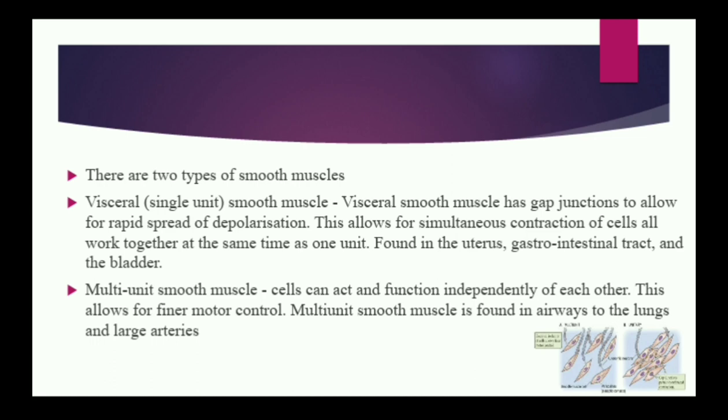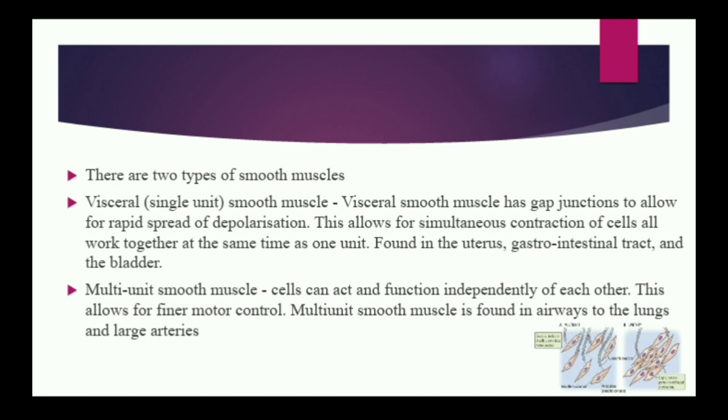There are two types of smooth muscles: visceral smooth muscle and multi-unit smooth muscle. Visceral smooth muscle has gap junctions to allow for rapid spread of depolarization. This allows for simultaneous contraction of cells, all working together at the same time as one unit, found in the uterus, gastrointestinal tract, and the bladder.